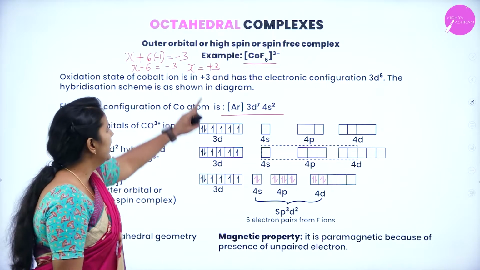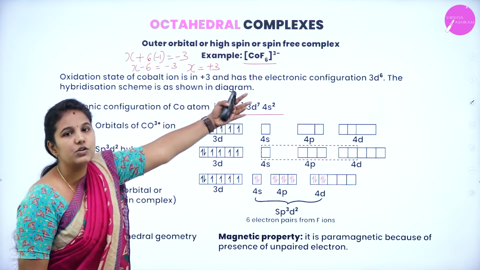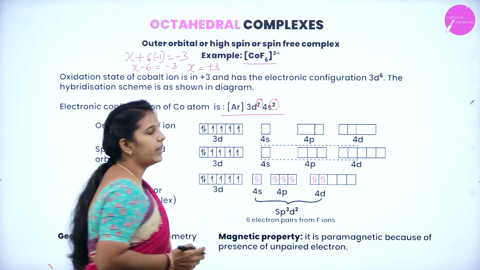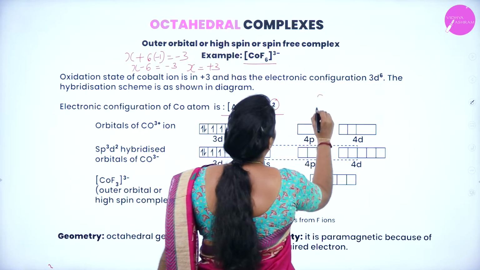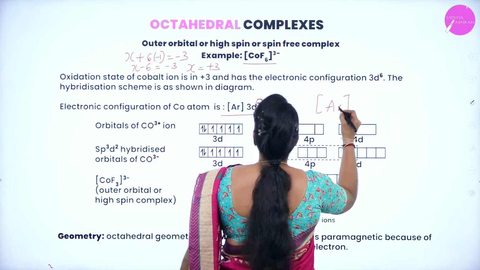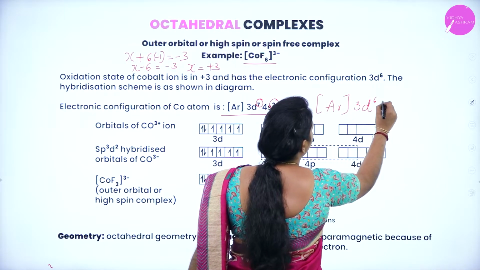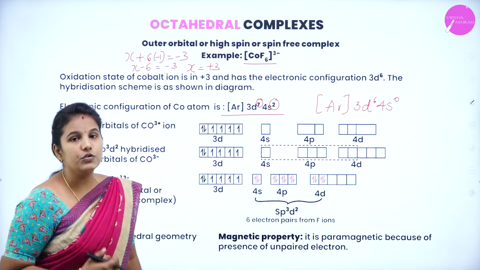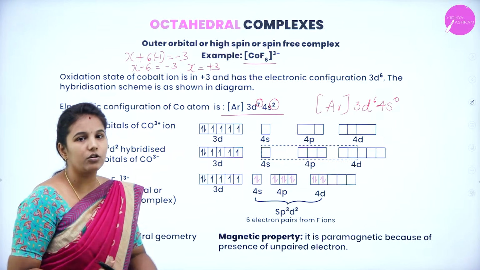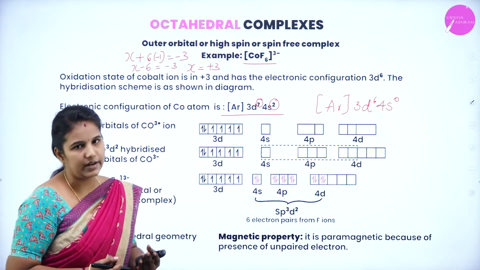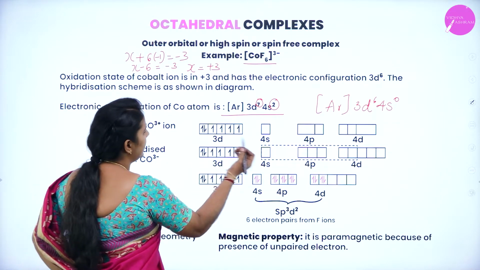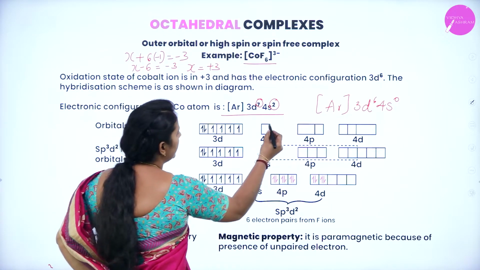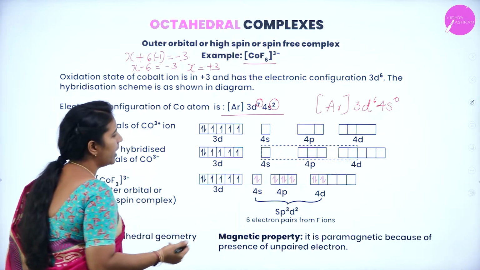It exhibits a +3 oxidation state, so we have to remove 3 electrons. I'll remove the 2 electrons from the 4s and 1 electron from the 3d, and the electronic configuration will be written as Ar 3d6 4s0. Why? Because we are doing the hybridization after removing the 3 electrons from cobalt, the central metal atom. You can see here in the 3d, how many electrons will be there? 1, 2, 3, 4, 5 and 6, and we have removed the electrons from the 4s.